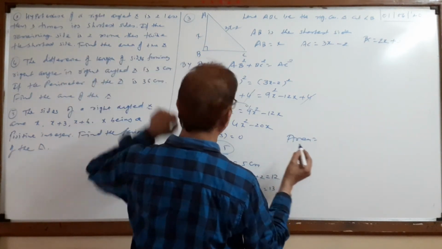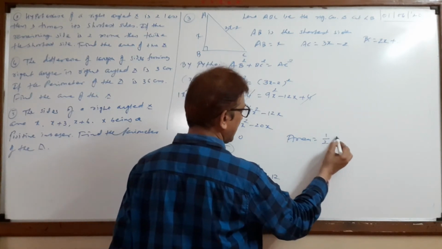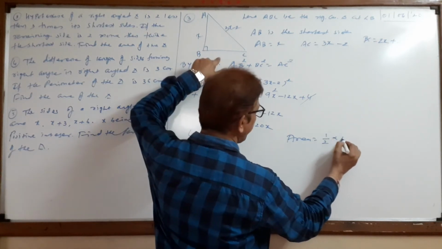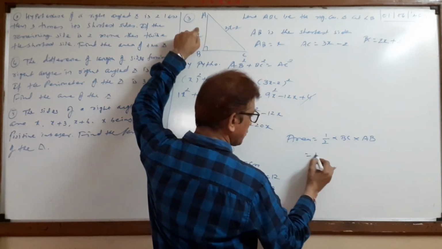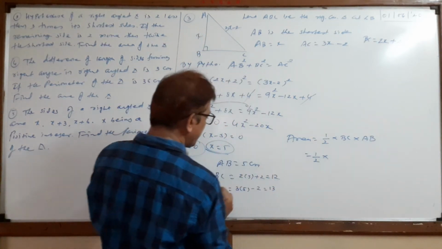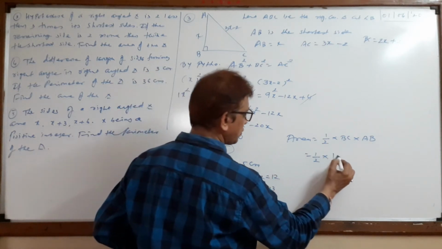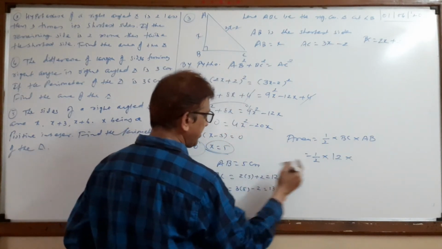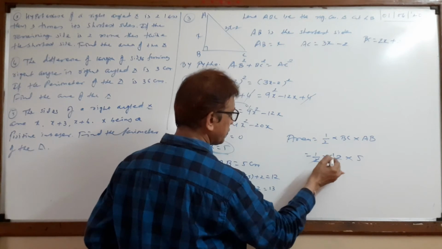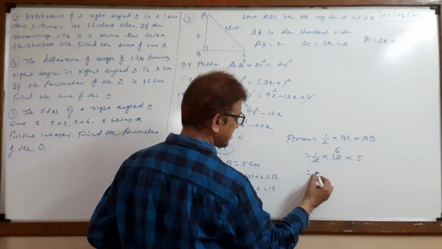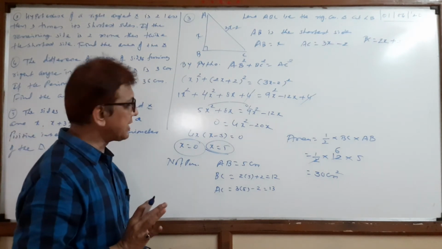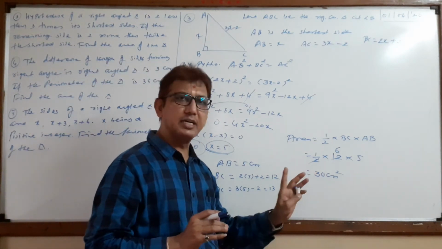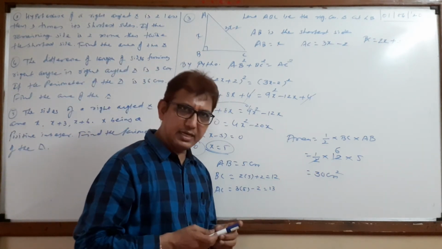Now our final question, area. Find the area of the triangle. Area equal to half into base into altitude. So half into base BC. BC equal to 12. Altitude AB equal to 5. 2 sixes are 12, 6 times 5 is 30 centimeter square. So our area of the right angle triangle is 30 centimeter square. Is that clear? Okay.